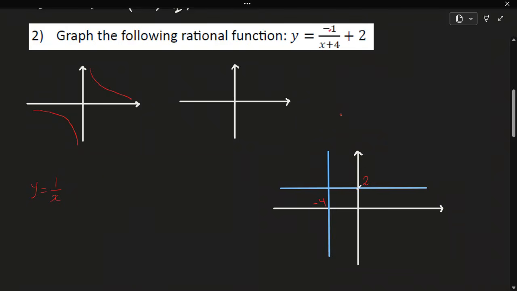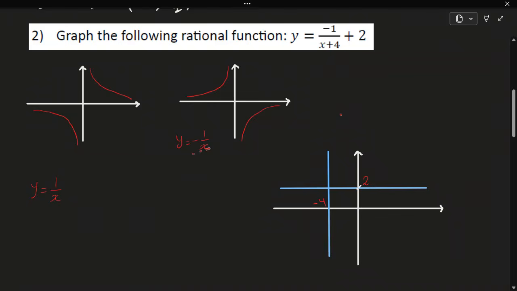But here we see a negative sign, so I need to know the graph of minus 1 over x. If I multiply any value on this graph by a negative sign, it's going to be reflected across the x-axis, so this part of the graph will be reflected down. Any positive value will change to negative, and these negative values of y will change to positive.